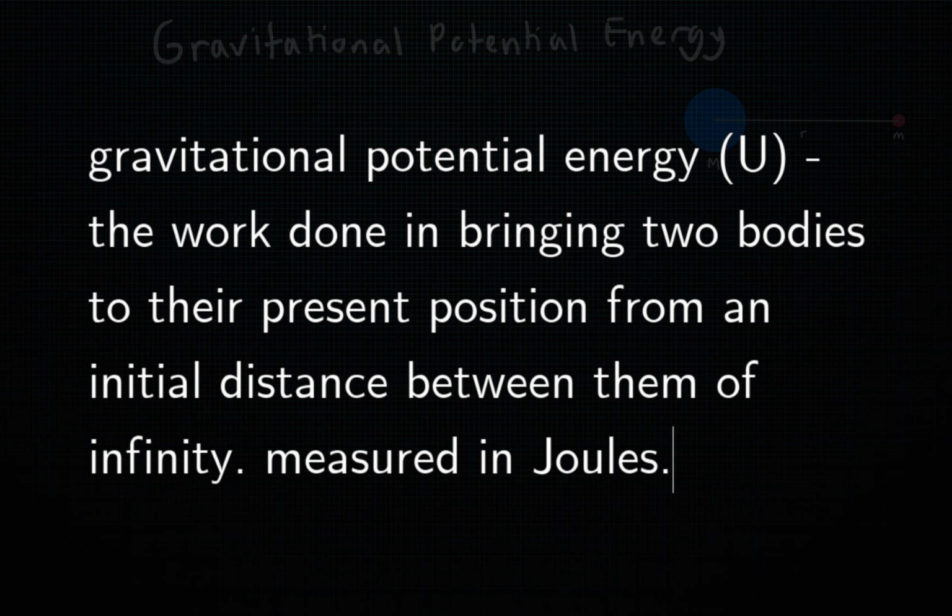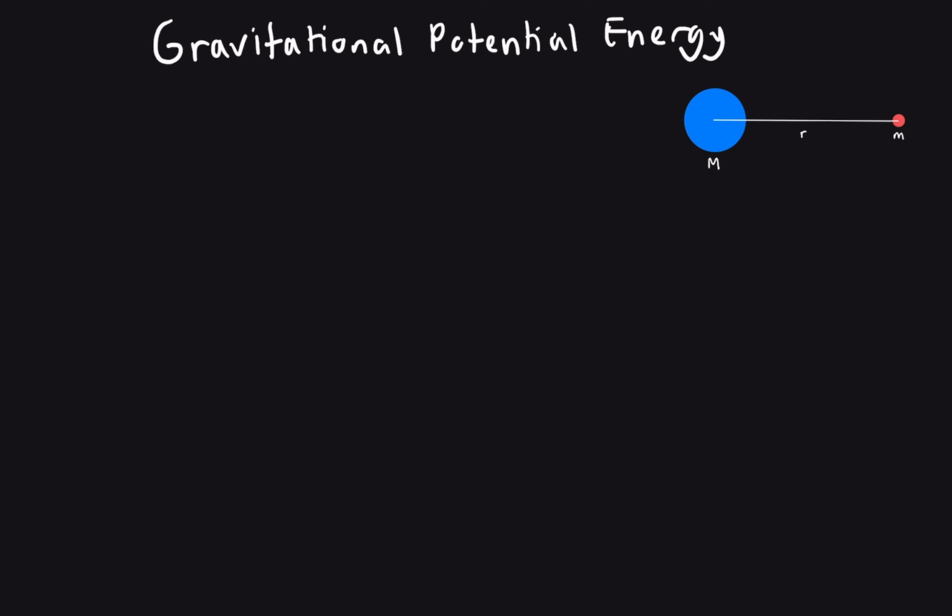So for practical purposes, we consider big M to be fixed and little m to be what is taken from a distance of infinity to a point P in M's gravitational field. So gravitational potential energy is a scalar and it's measured in units of joules. We can actually derive the formula for gravitational potential energy from this definition.